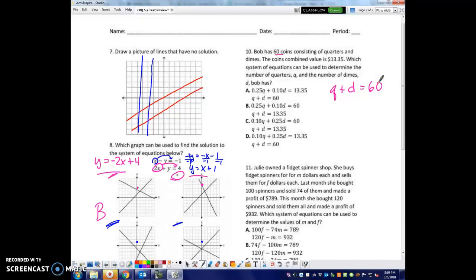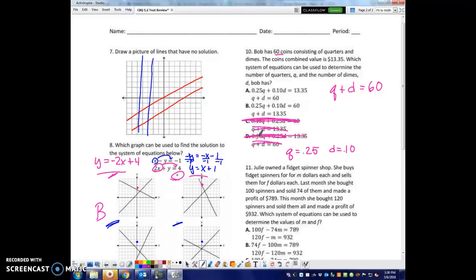Also, let's look at some things. How much is a quarter worth? 25 cents, right? And how much is a dime worth? 10 cents. So we can automatically mark off things that say 10Q. Definitely not. Okay, so we're down to 2 choices already. So here's a tip for you. Money with money and items with items.